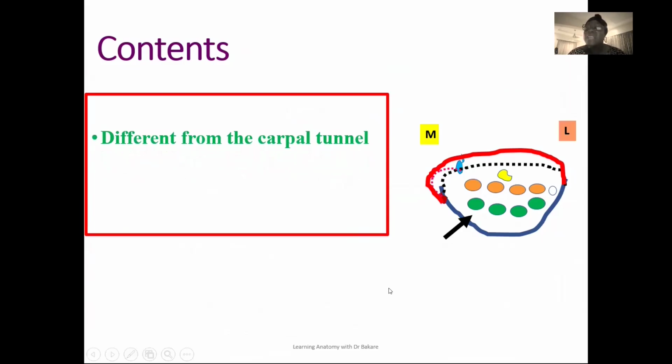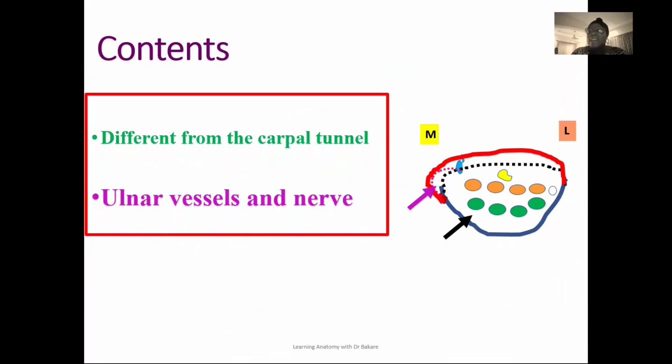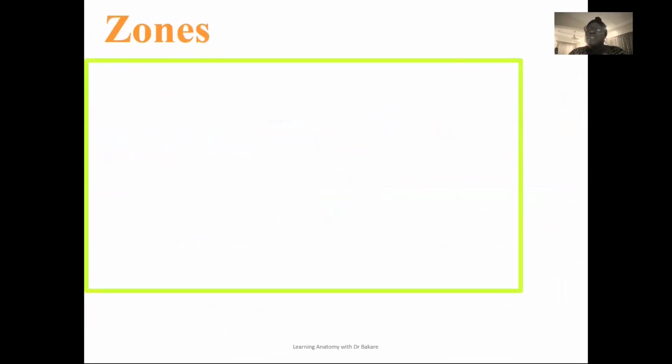While if you go to the Guyon's canal that is arrowed here at this point, we have the ulnar vessels and also the ulnar nerve. And this is what is shown here in this image. So it is important that we state here that in case we come across this during our examination, the content of the Guyon's canal is different from the content of the carpal tunnel, even though these two structures are closely related. Now, let's quickly look at the zones of the Guyon's canal.